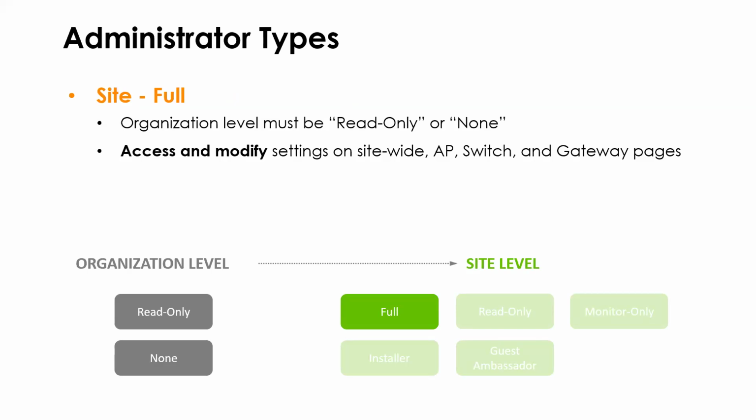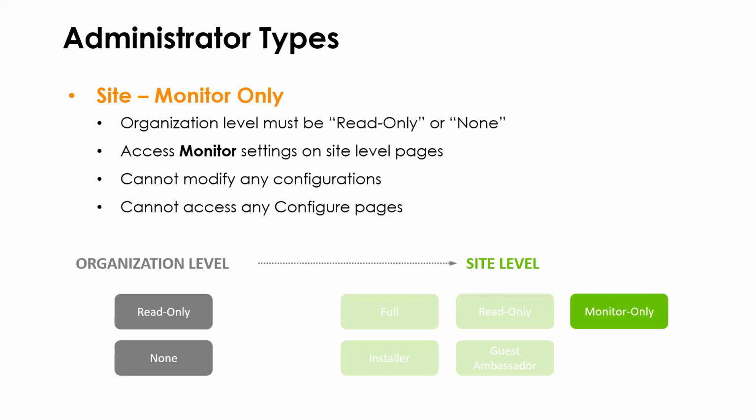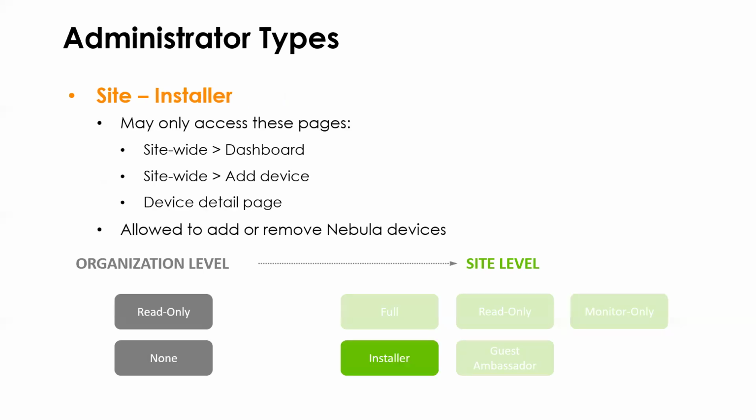And it's very similar. You can go in on each site and determine whether they have full access, read-only access, or monitor-only access. This is a different level here. Read-only basically lets them see all the settings, but it doesn't let them change them. Monitor-only only gives you access to the monitor pages in the Nebula interface. So you can't see the configurations, you can't modify the configurations, you can only see the data that shows up on the monitor parts of Nebula.